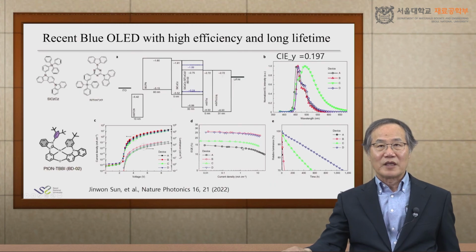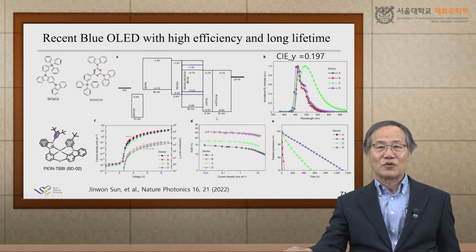Red and green OLEDs are very good nowadays in terms of color purity, lifetime, and also efficiencies. However, the blue case is different, and still, as I mentioned, fluorescent device is used, so efficiency is low, and so on. But the recent development is quite promising.